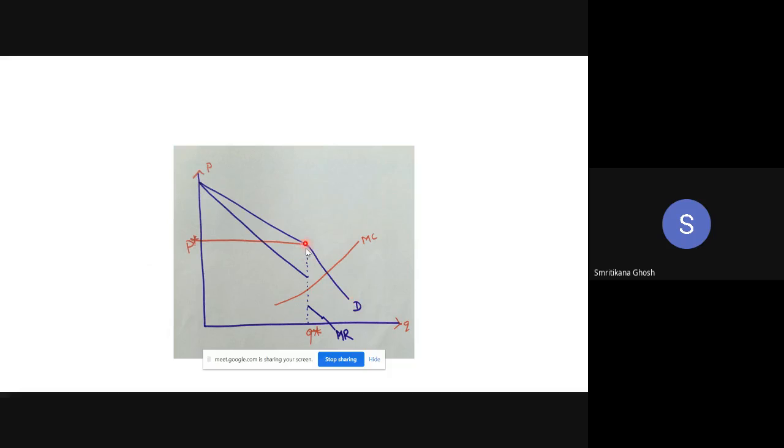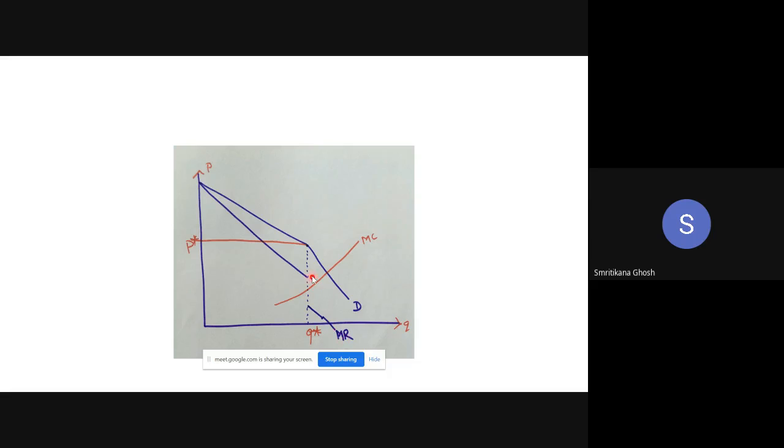And if you have the kinked demand curve, your marginal revenue curve will be a discontinuous one. Up to this point, when your demand curve is flatter, your MR will be relatively flatter. When it is steeper, then your MR will be steeper and there will be a jump. So your MR is like this. Look at my cursor. Your MR will be flat, flat, flat, flat. At this point it is discontinuous, and then after it's a relatively steeper MR.